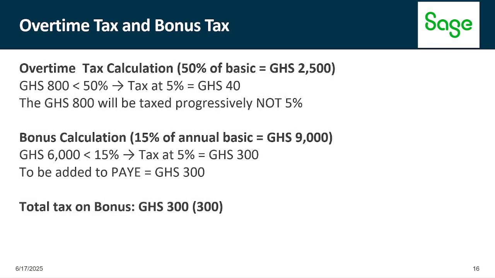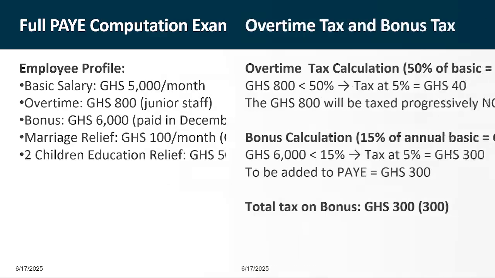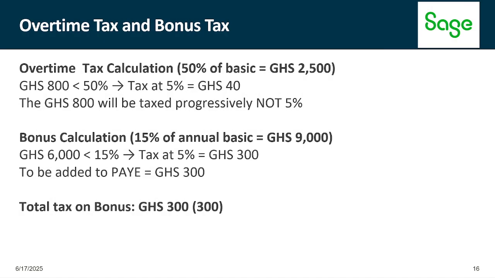Now, how will the overtime tax be calculated? Remember, it's only 5,000 per month, and 50% of his basic salary is 2,500. Is he qualified as a junior employee? No. Though the 800 is less than 50% of basic salary, he won't be taxed at 5% because the staff is not a junior employee. So the 5% for overtime is not applicable to the staff.